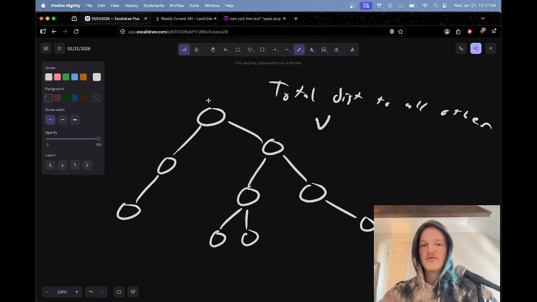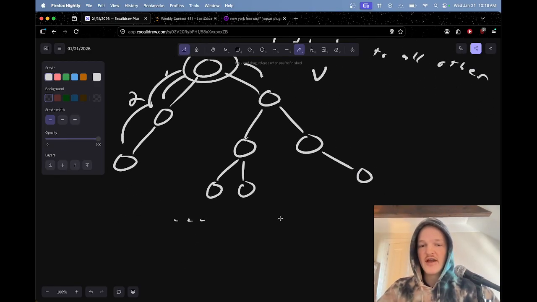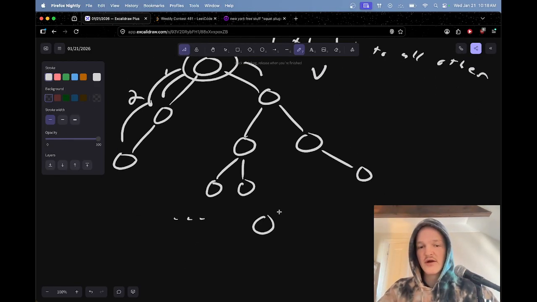vertices. So if you're here, the total distance is going to be like 1 plus 2 plus 1 and so on. And you're going to get some answer. And then you want to find that, let's say, for every vertex. So if you did this naively, it would be probably O of n squared.